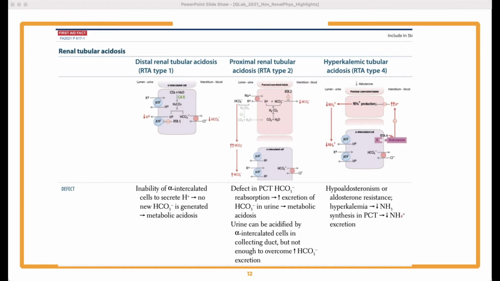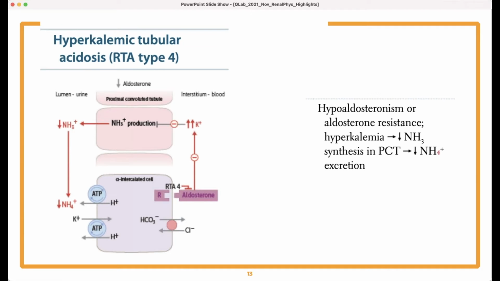So if we take a look at the next slide, we've focused specifically on RTA type 4. You can see here it walks you through what is happening. In RTA type 4, you have low aldosterone, so hypoaldosteronism or resistance to aldosterone. That causes, downstream, a decrease in secretion of ammonium. It leads to elevated potassium in the blood, or hyperkalemia. And you can see that diagram there.